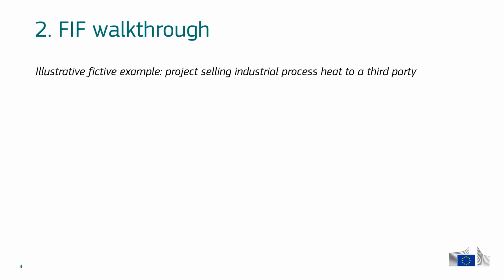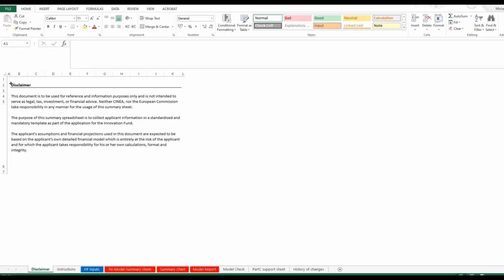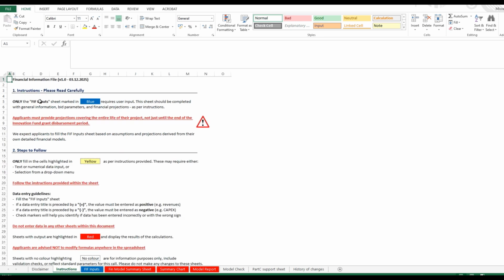We will now walk you through a fictive, illustrative worked example in the Financial Information File for a project supplying industrial process heat to a third party. The first tab is the disclaimer, which should be read carefully. As stated here, the assumptions and financial projections included in this document may be based on more detailed underlying assumptions and calculations. Next is the Instructions tab. This tab provides guidance on how to complete the template.